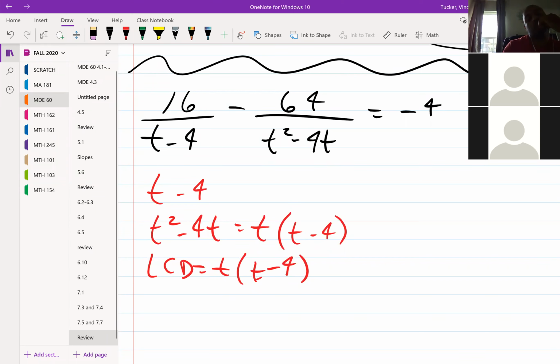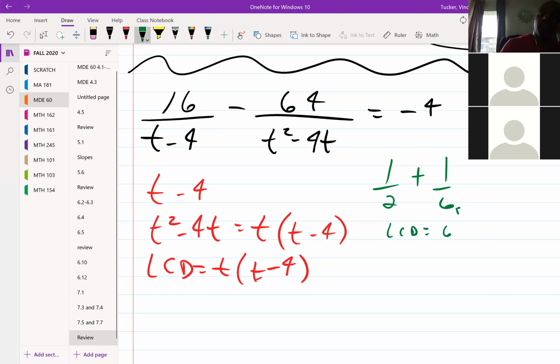And our other denominator is t minus 4. So the combined LCD is t times t minus 4. Yeah, it's the same as this one. Remember, your LCD is going to incorporate the different terms. It's just like if I was trying to add 1 over 2 plus 1 over 6, I would have a common denominator. My least common denominator would be 6. It's the same thought process.